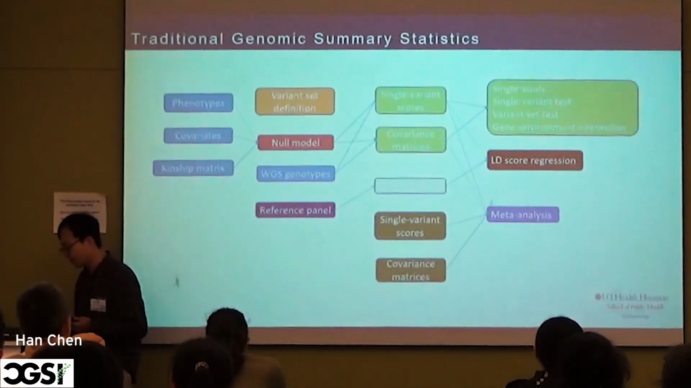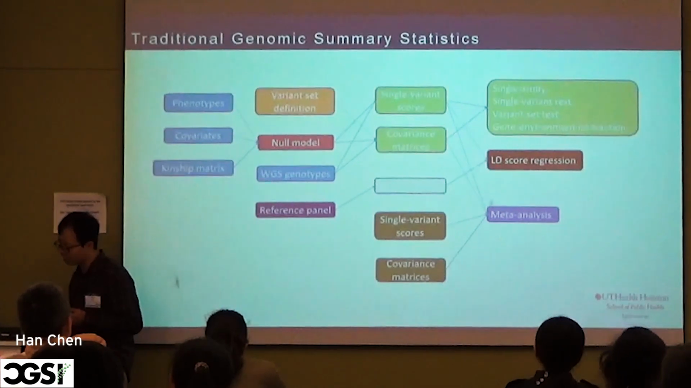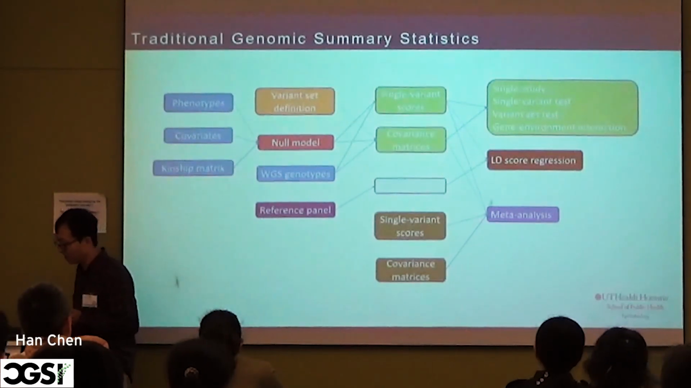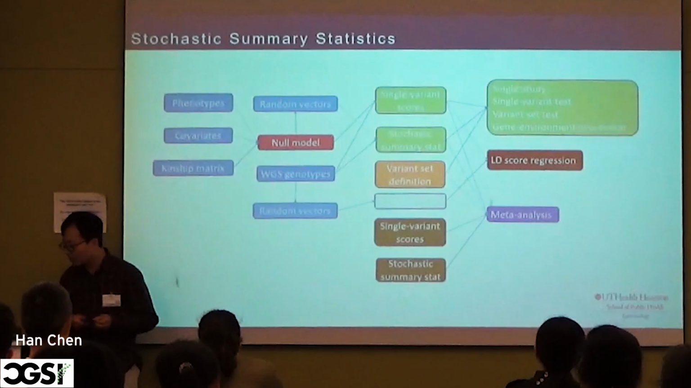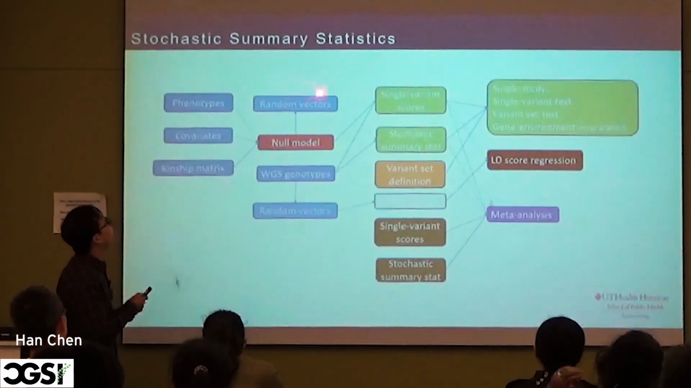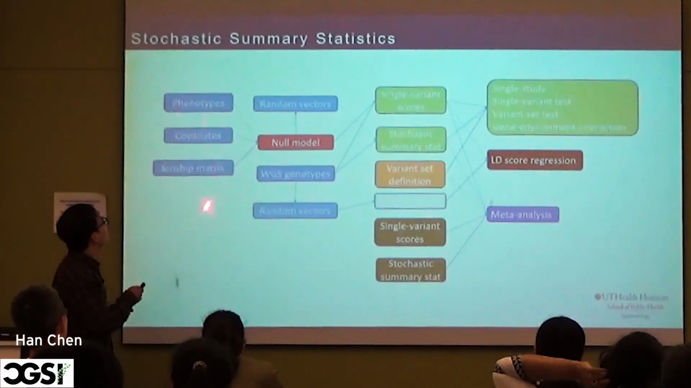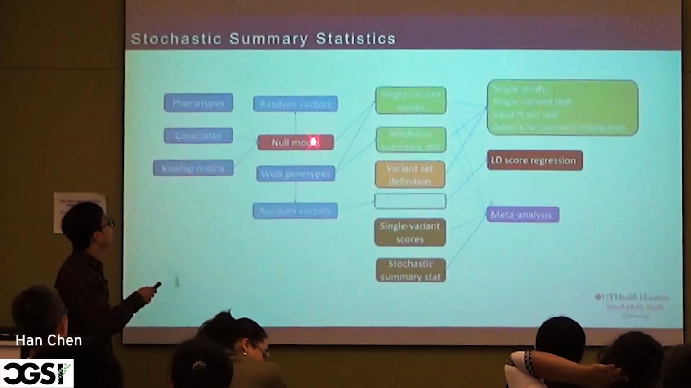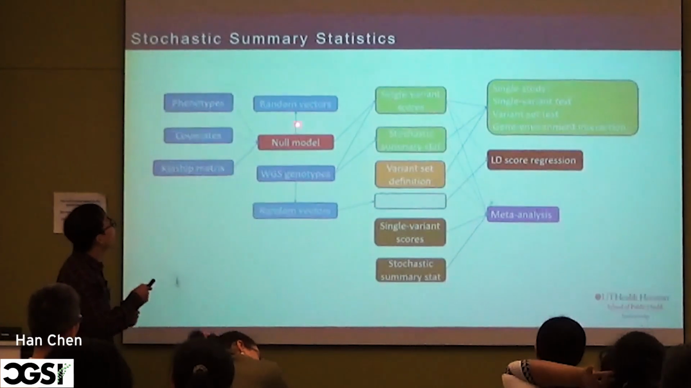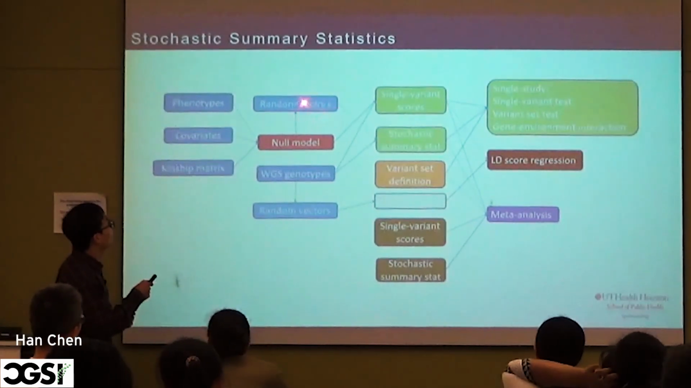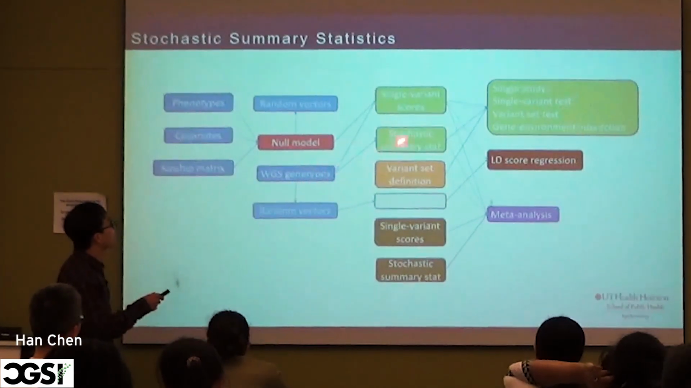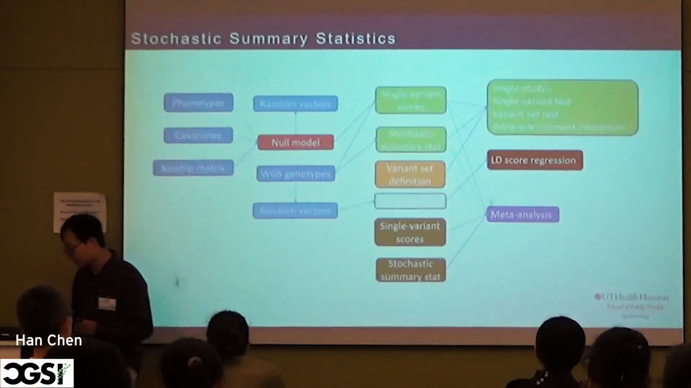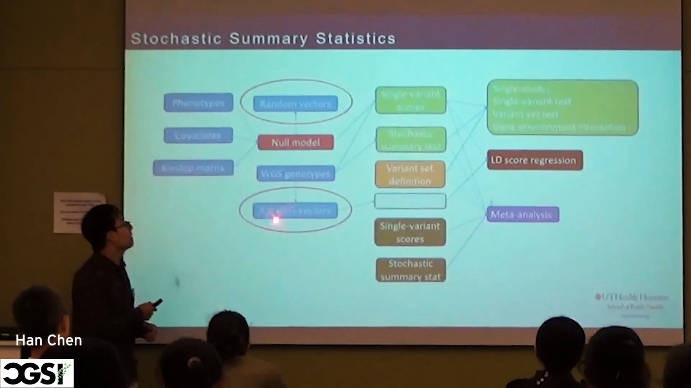So that's not very convenient, especially if you want to change your analysis plan, or you're coordinating a 100-study meta-analysis. So our solution in the stochastic summary statistics framework is that, first of all, we still start from a null model, and then we can generate some random vectors from the null model. Then, using those random vectors, we multiply them by the whole genome sequence genotype to get the stochastic summary statistics.